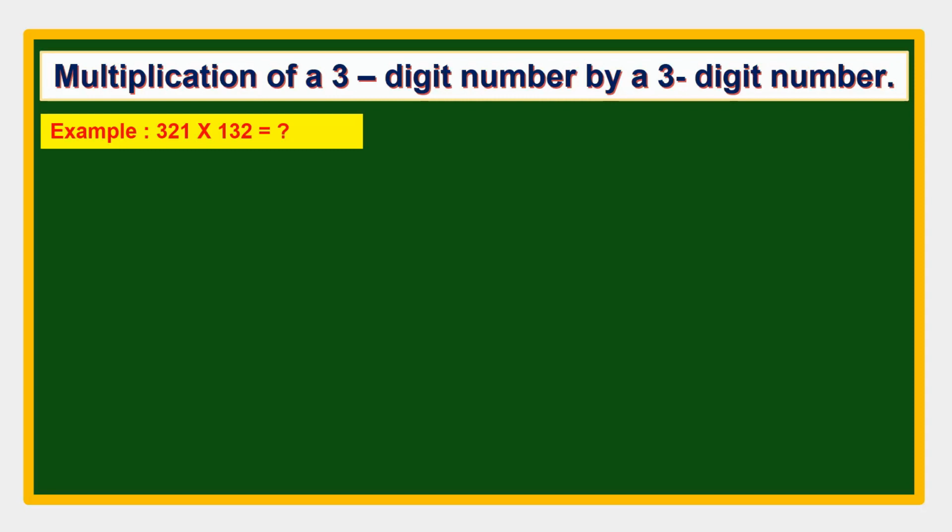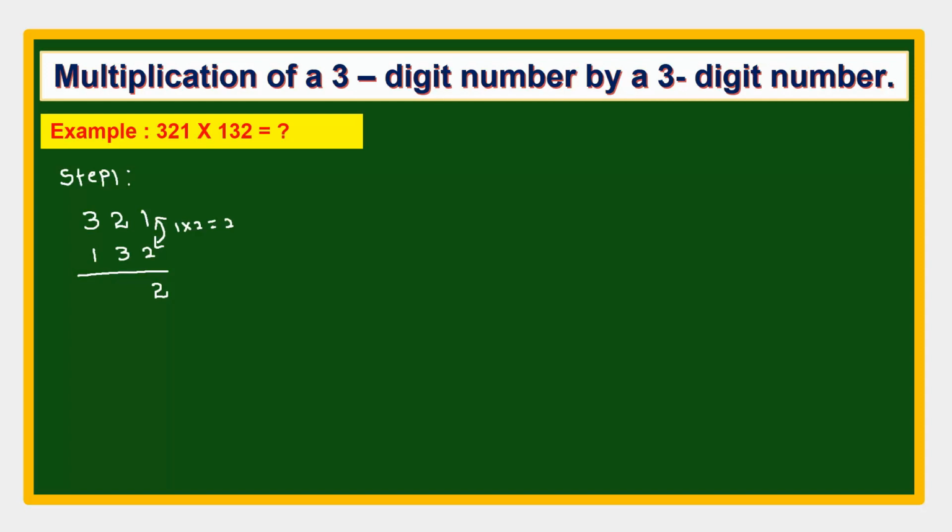Students, now I'll explain multiplication of a 3-digit number by a 3-digit number by using the shortcut way. So first, step 1: 321, 132. We have to write like this. Right. In step 1, we have to multiply the unit digit of the multiplicand and the unit digit of the multiplier. It means these two numbers we have to multiply. So 1 into 2, 2.